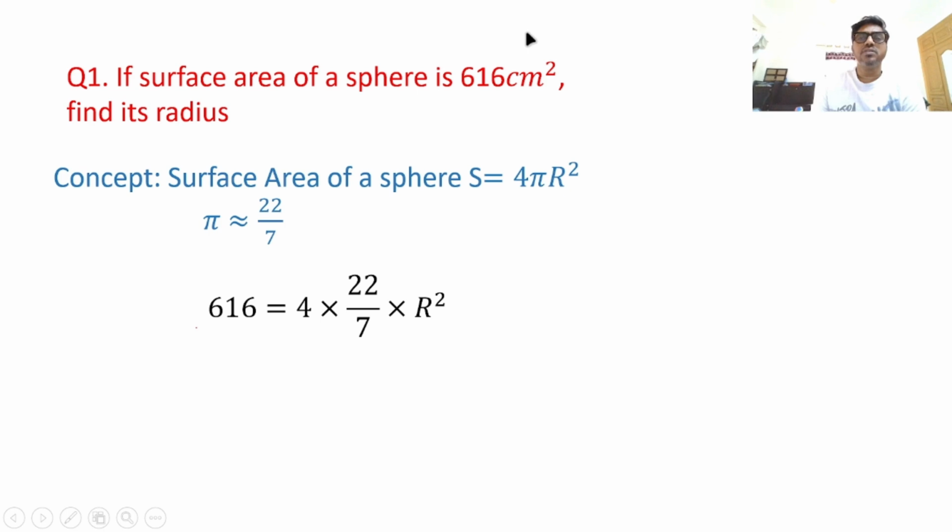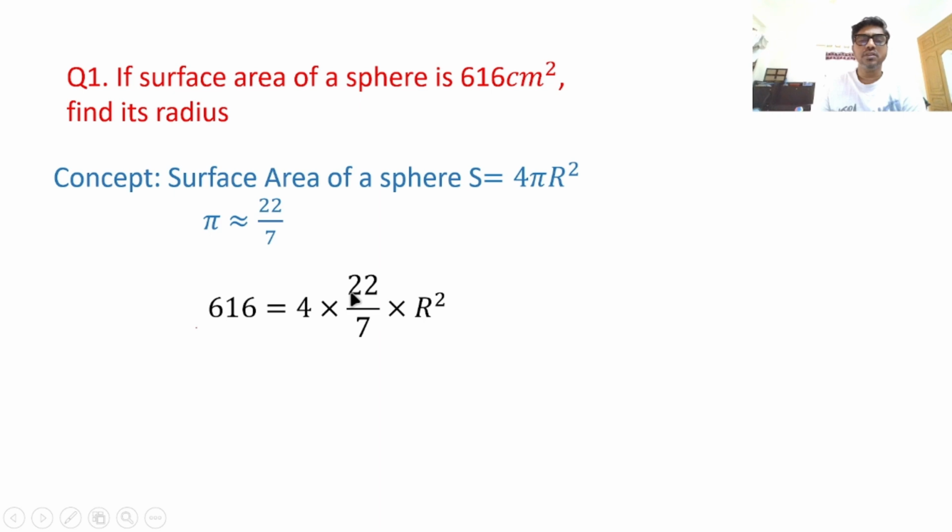So they had given 616 as the surface area, that is equal to 4 times pi, which is 22 by 7, times r squared. I'm just using this formula and substituting things here. So now let us do simple calculations.